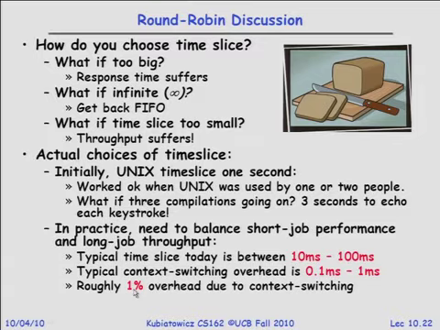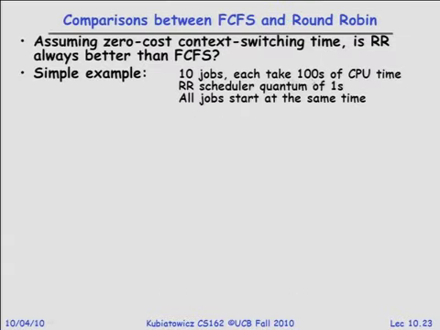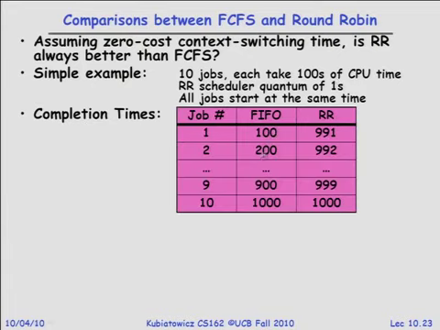Suppose we have 10 jobs, each taking 100 seconds of CPU time. Round robin scheduler every 1 second, let's say. All jobs start at the same time. Notice the FIFO case: first job is done in 100, then 200 up to 1,000. Round robin case: first job's done in 991, then 992, 993 up to 1,000. So which one is better?